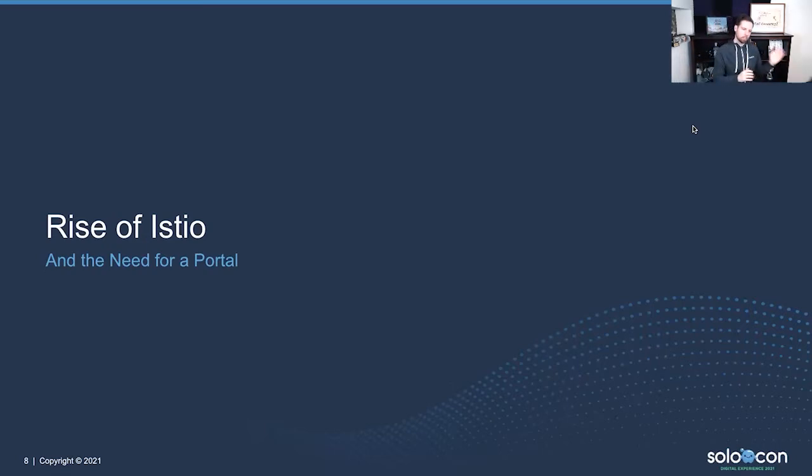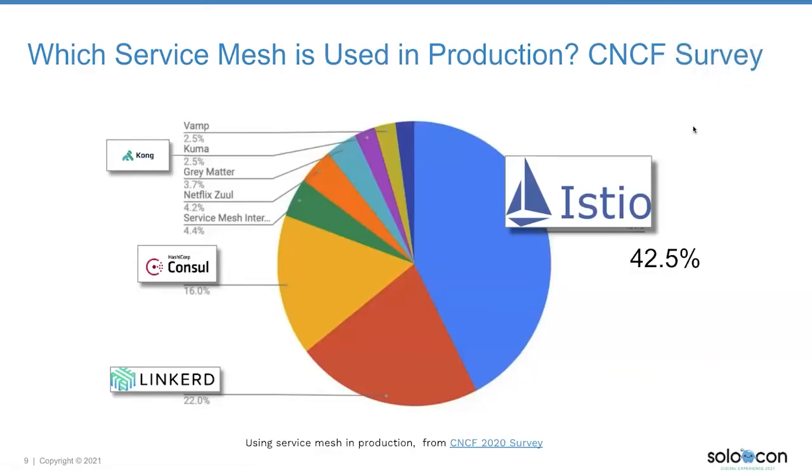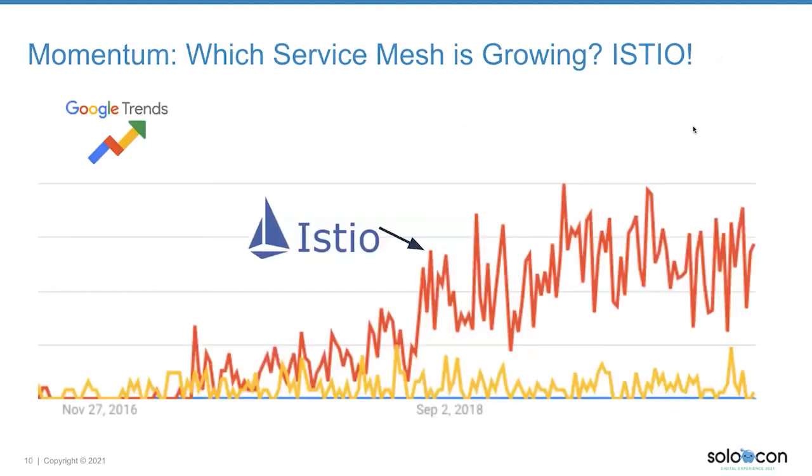Let me just talk a little bit about what we're seeing in the market and what we're seeing from our users. First, and this is obvious at this point, Istio has won. When the CNCF asked what service mesh the people attending KubeCon were using in production, Istio was by far the most popular with 42.5%. Other common service meshes might have other different use cases, but Istio's growth or command of this market is only going to grow. And you see that in the Google trends.